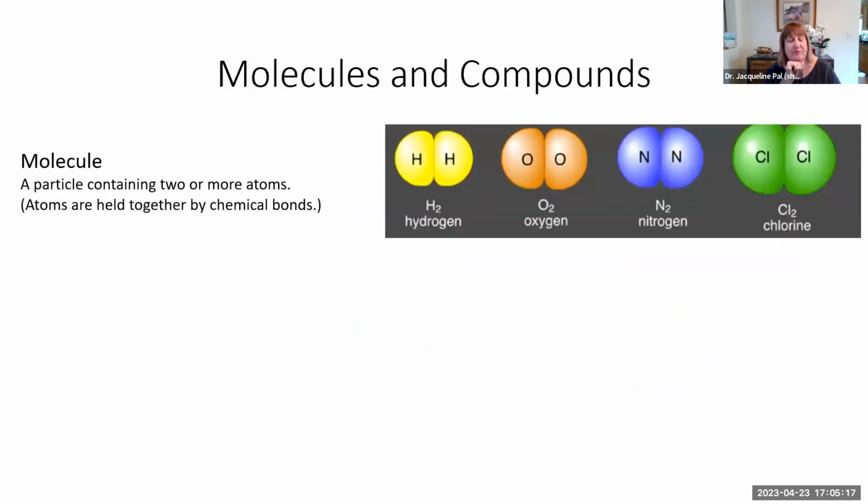So moving away from atoms and putting them together, we can make molecules and compounds. And these terms technically are not the same. A molecule is any particle that has two or more atoms. Those atoms are going to be held together by chemical bonds, which we're going to learn about really soon. And this picture is showing you two of the same type of atoms being held together. For instance, O2, oxygen. This is the oxygen we breathe.